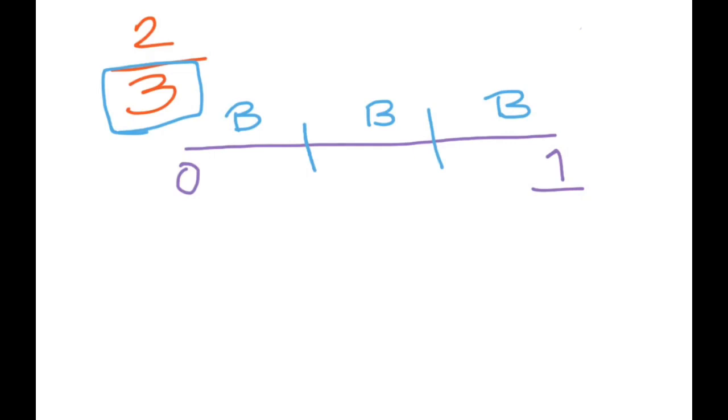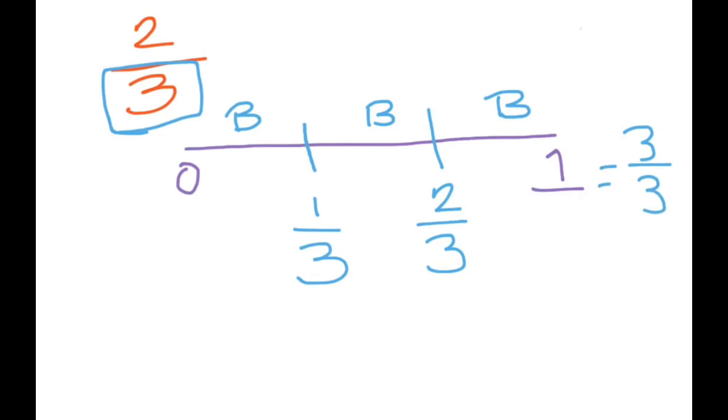So this point on the number line we would consider as 1/3. The next base would be considered 2/3, and then this last base would be considered 3/3. And we also know that 3/3 would be equal to 1 whole. All right, let's try it again.